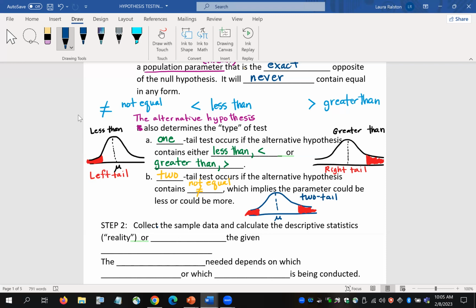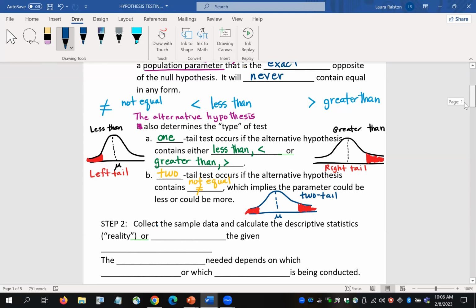Now, Jewel, if you have a question or if I'm going too fast, you can chat at me, speak up, or whatever. But again, we pose our question. We have our proposed answer, which is our hypothesis. I actually have two because I have the null hypothesis, which will always and forever contain equal, and I have the alternative, which is the exact opposite. And the alternative also helps me to identify my type of test.